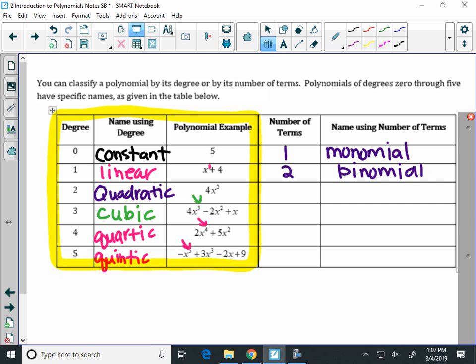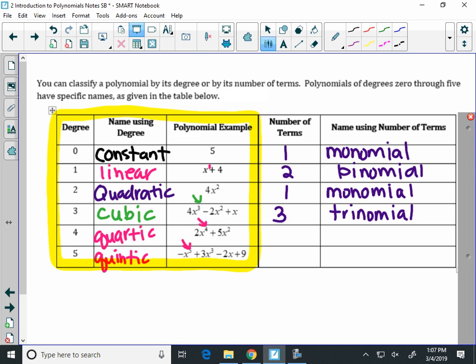How many terms does this quadratic have? Is there any plus or minus sign? No, there's no plus or minus, so that just has one term. So this is also a monomial. How many terms? This one does have 3, and it's called a trinomial.